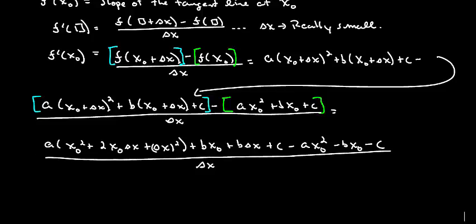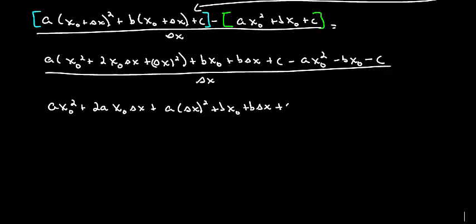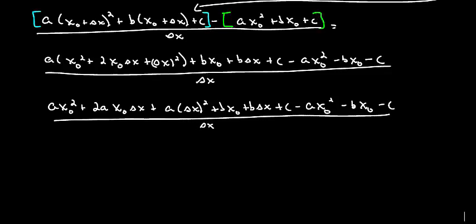All over delta x. So now we've got to go ahead and multiply this guy in. So this is going to be a x naught squared plus 2a x naught delta x plus a times delta x squared plus b x naught plus b delta x plus c minus a x naught squared minus b x naught minus c. That's all over delta x. It's a lot of work, right?